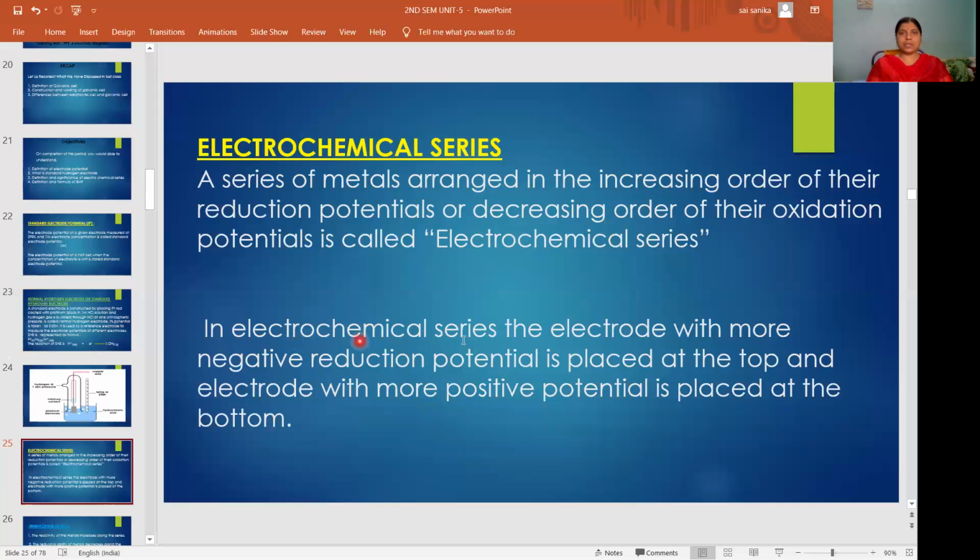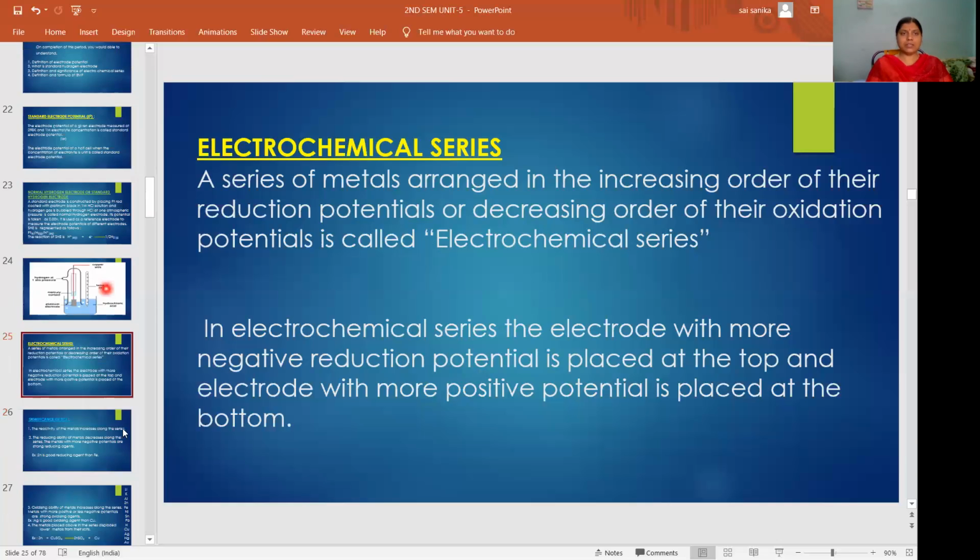In the electrochemical series, the electrode with more negative reduction potential is placed at the top and the electrode with more positive potential is placed at the bottom. So here we are arranging the metals from top to bottom. The metal having more negative reduction potential will be at the top of the series and more positive potential will be at the bottom of the series.